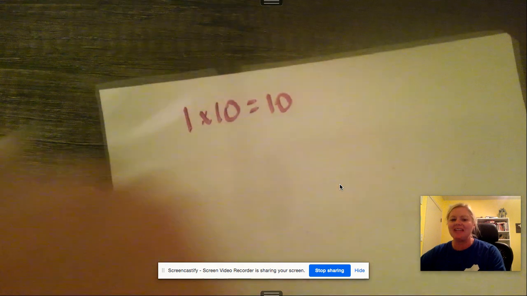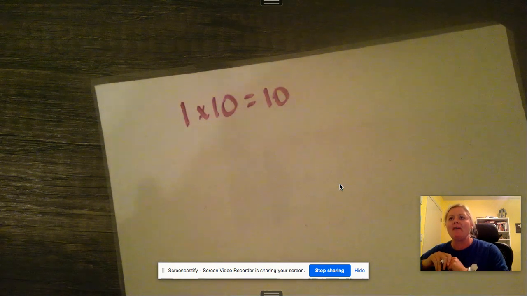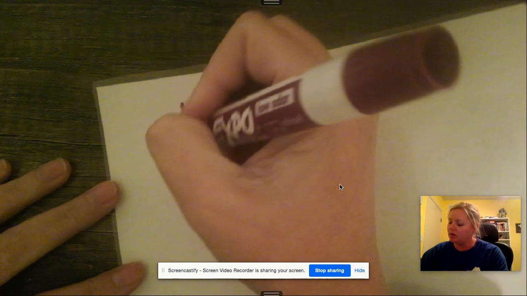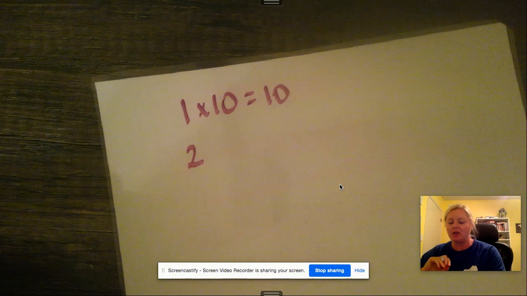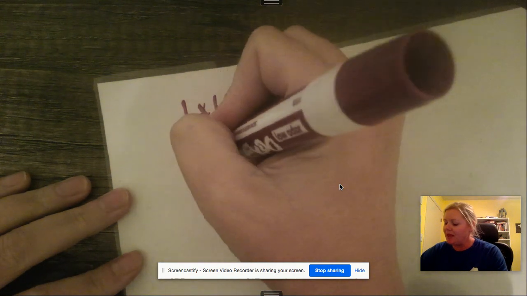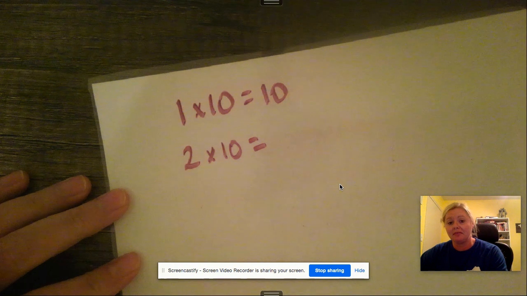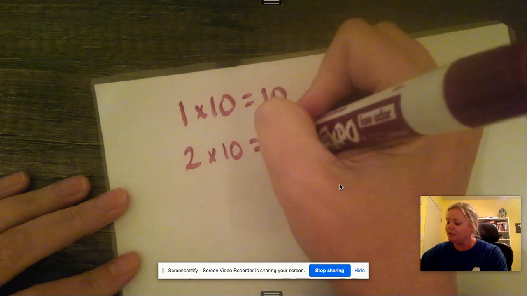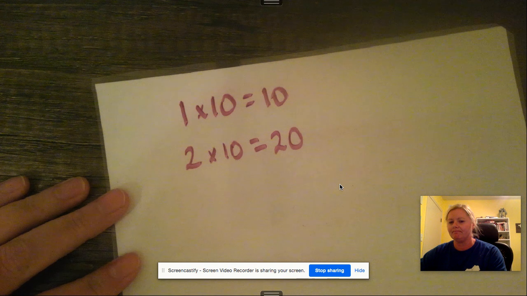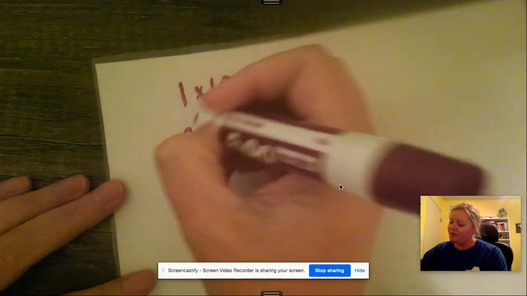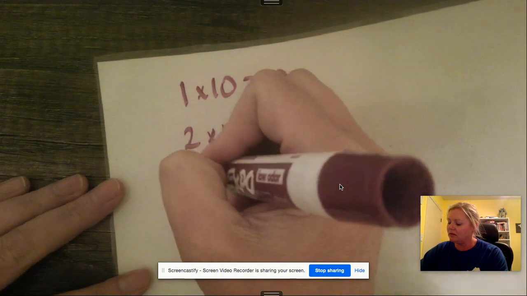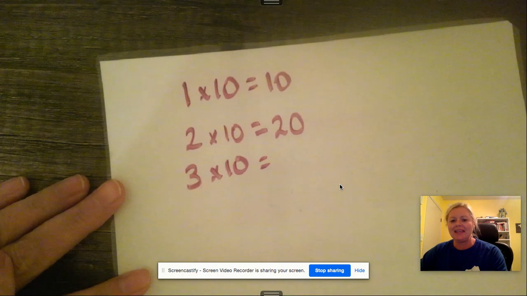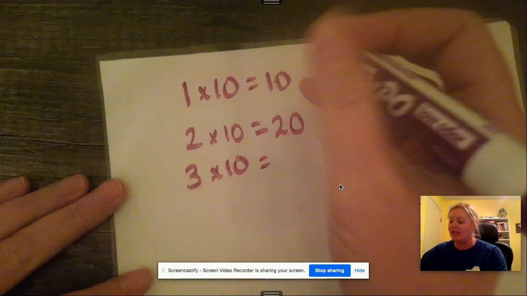That means I have 10 ones. If I have 2, just two little place value blocks, and I multiply them by 10, how many do I have? I have 20. If I have 3 and I multiply that by 10, what does that give me? It gives me 30.